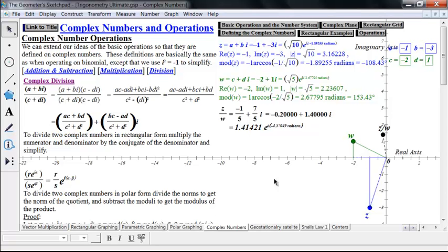So again, the basic concept is you just want to find the conjugate of the denominator and multiply the numerator and denominator by that. Then just use things like FOIL and so forth and the distributive property, and remember that i squared is -1.